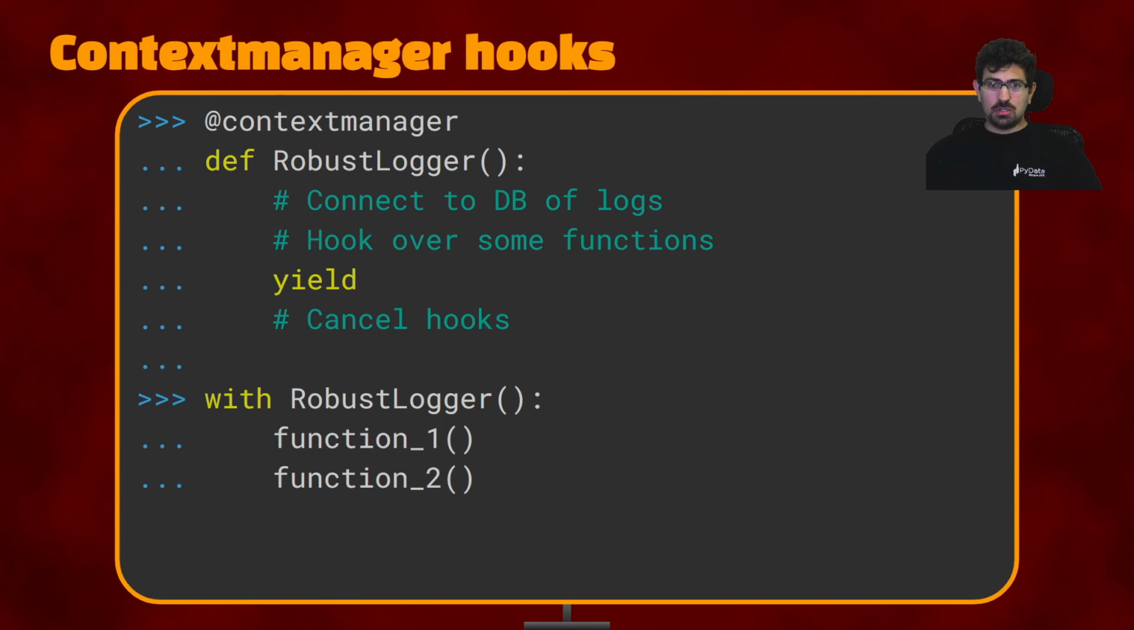Another thing we can do is context manager hooks. So let's say we define a robust logger that connects to a DB of logs. Then it hooks over some functions that we want. Then it yields, so it's waiting for the user, and eventually it cancels the hook. What does it do? I can say with robust logger, let's run function 1, function 2. It writes to some database that the user used function 1 and function 2. But eventually, when the user wants to close robust logger, it will not write those to the database. Let's say for testing purposes, we wouldn't want this to be written to the logging database.